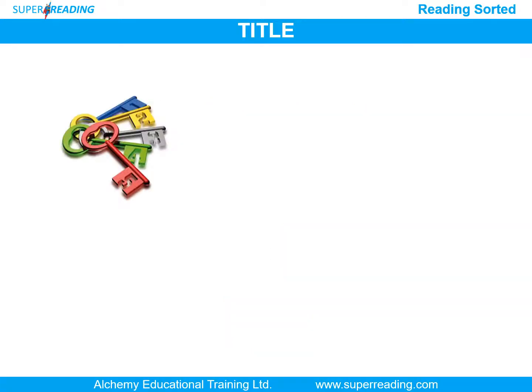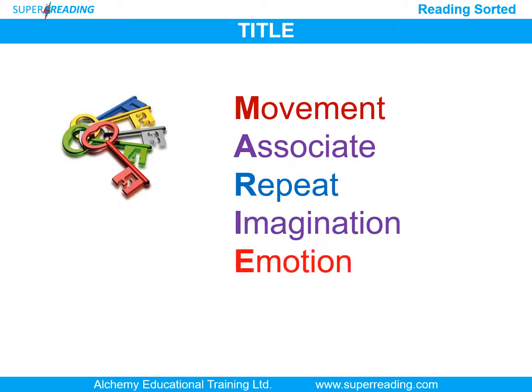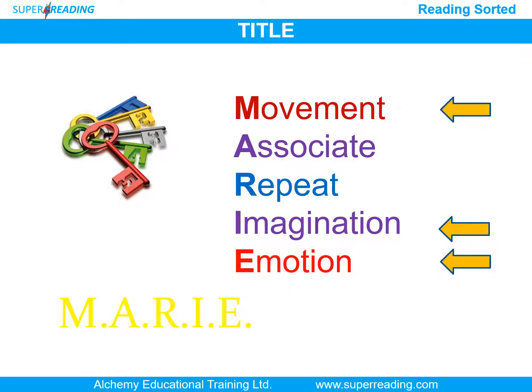To sum up the 5 keys to memory, if you experience movement, associate that with what you want to recall, repeat the process in some imaginative way with emotion, you'll have no choice but to remember it. So we use Marie, M-A-R-I-E, movement and association, repeated, imagined with emotion. Your memory is triggered by emotions, movement, and imagination, connected to associations if they exist.